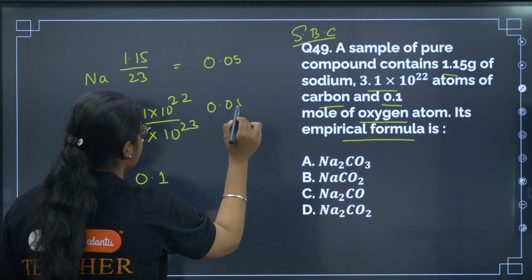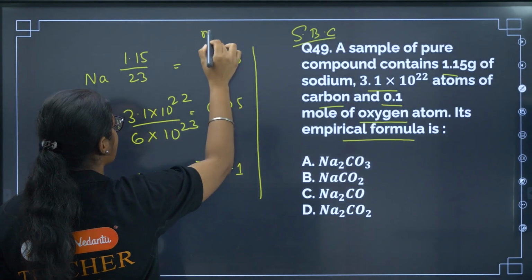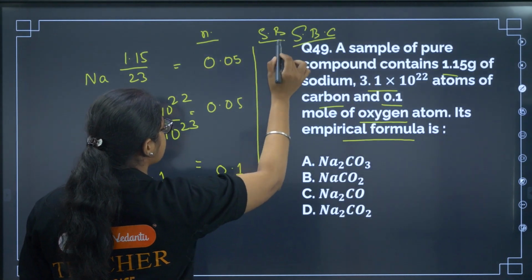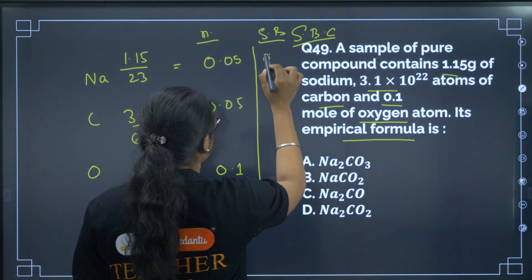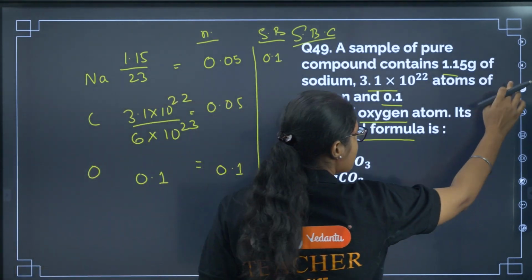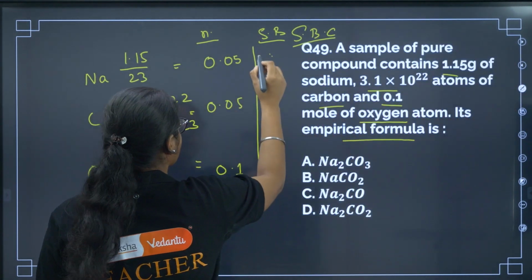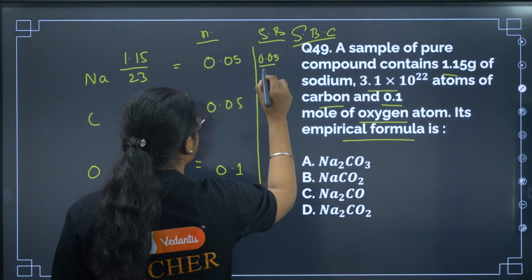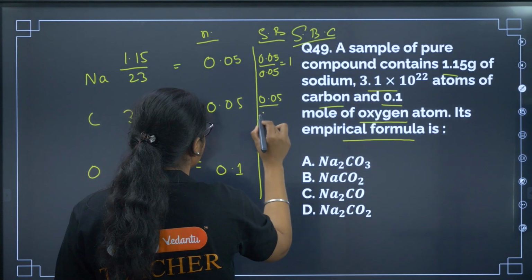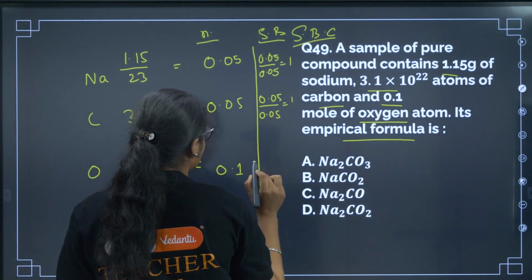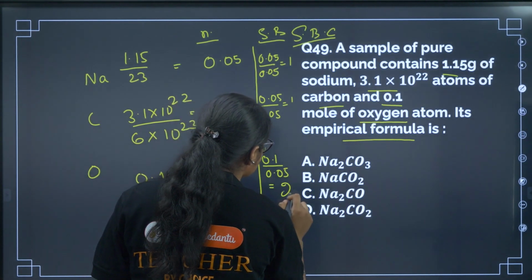This is 0.05 and this is 0.1. So we can divide, this is number of moles. Then simple ratio, to find out simple ratio, divide all this with the smallest number. So 0.05 divided by 0.05 will get 1. Here you have to divide this one like this, 0.05 divided by 0.05, that is equal to 1. Here again 0.05 divided by 0.05, that is equal to 1. Here 0.1 divided by 0.05, so that value will be 2, right?